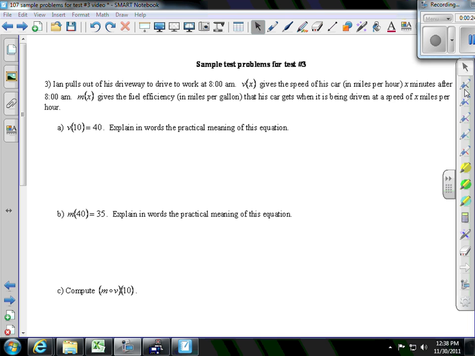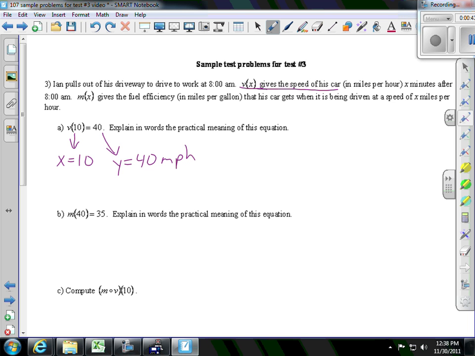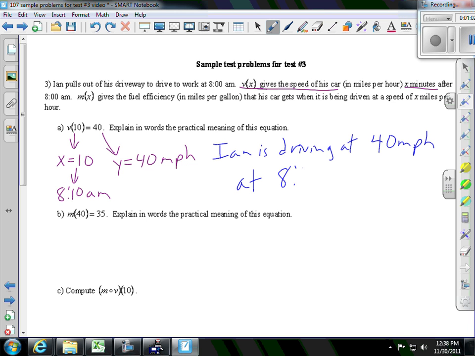Part A. V of 10 equals 40. Explain in words the practical meaning of this equation. First thing I want to figure out is what does x represent and what does y represent. So for the v function, it says that it gives the speed of his car, so that must be 40 miles per hour. X minutes after 8 a.m., so this must be at 8:10 a.m. So putting those two things together, Ian is driving at 40 miles per hour at 8:10.